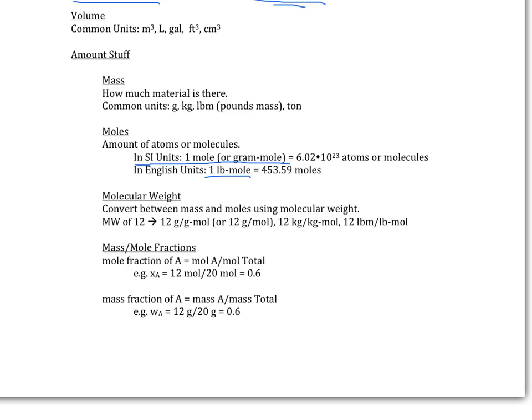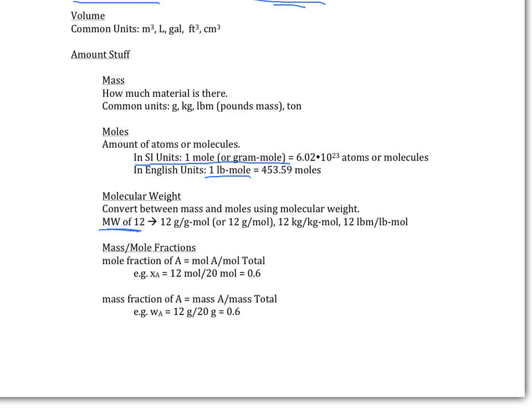Molecular weight. Molecular weight is how we convert between mass and moles. We can look at our periodic table and add up the appropriate numbers to get the molecular weight of some molecule. A molecular weight of 12 would indicate that we have 12 grams per gram mole, or, as we often write it in chemistry or in our courses, 12 grams per mole. Again, we just shorten gram mole to mole. So, 12 grams per mole.